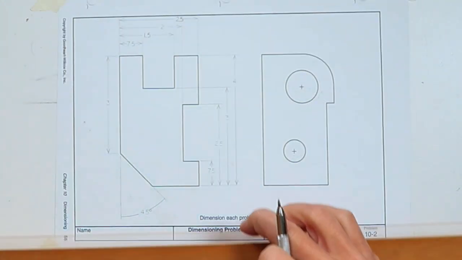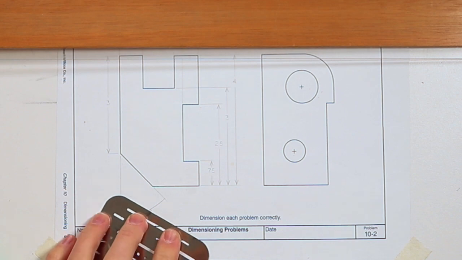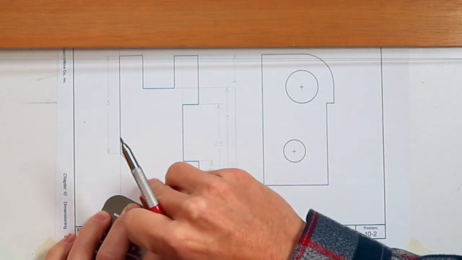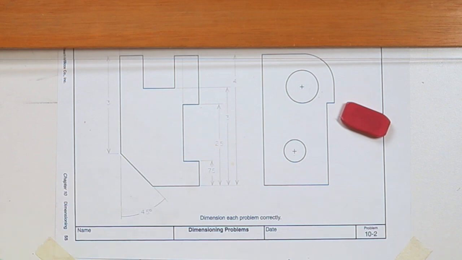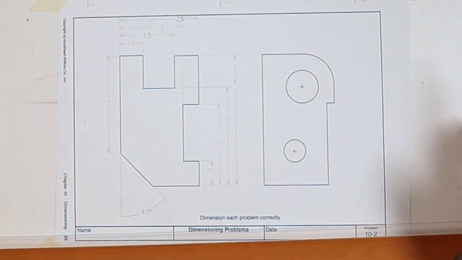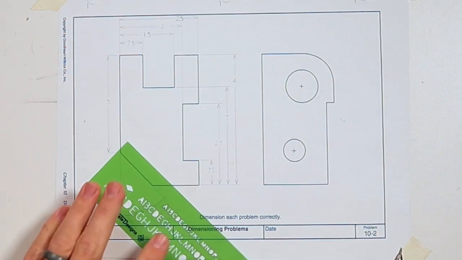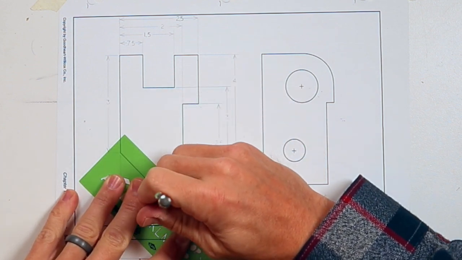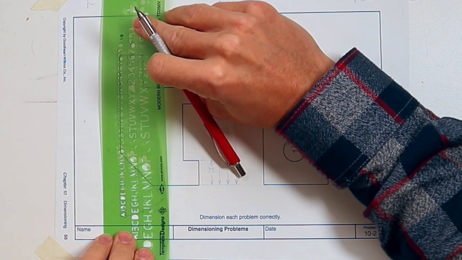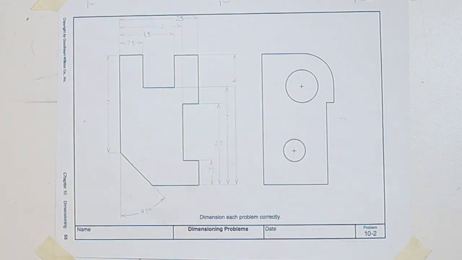And lastly, the angle. You need to have a degree symbol. My leader is actually touching my degree, so I want to get rid of some of that. So there's a space. It's all about making it easy to read. And I need to put the arrows facing the extensions off of those angled dimension lines. And there you have it.